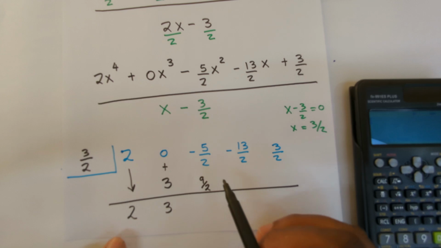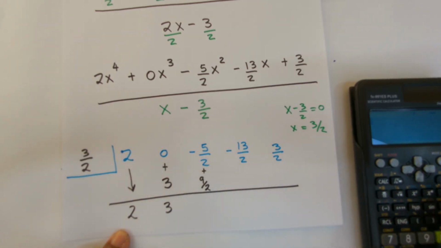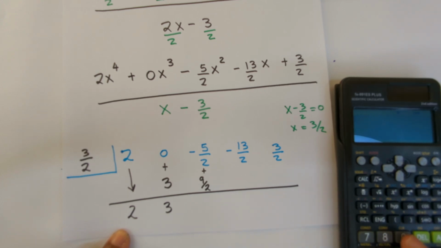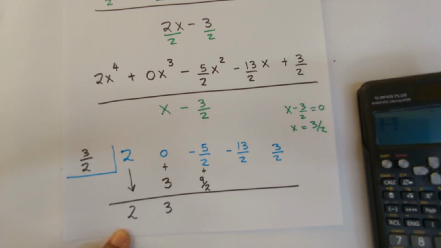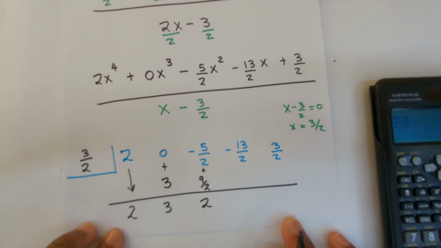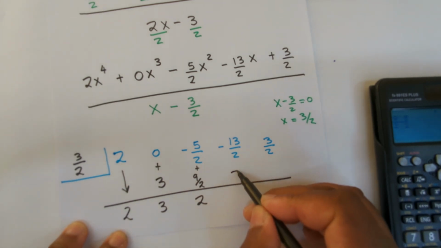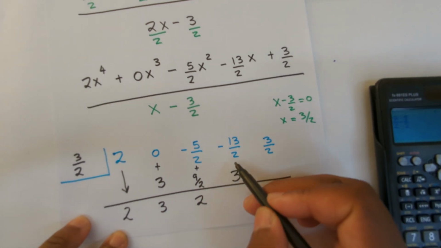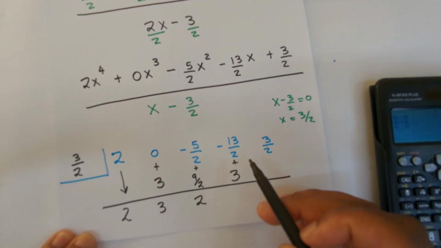Now let's add 9 over 2 plus negative 5 over 2. So we have 9 over 2 minus 5 over 2. It will give you a positive 2. So let's put our 2 there. Now let's multiply again. 3 over 2 multiplied by 2 will give you a positive 3. Let's put our addition sign and add.